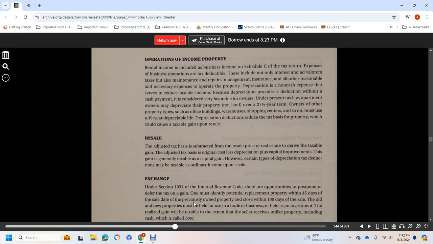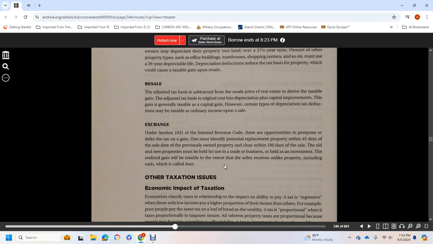Resale: subtract the adjusted tax basis from the resale price of the real estate to derive the taxable gain. The adjusted tax basis is the original cost less depreciation plus capital improvements. This gain is generally taxable capital gain. However, a certain type of depreciation tax deduction may be taxable as ordinary income upon sale.